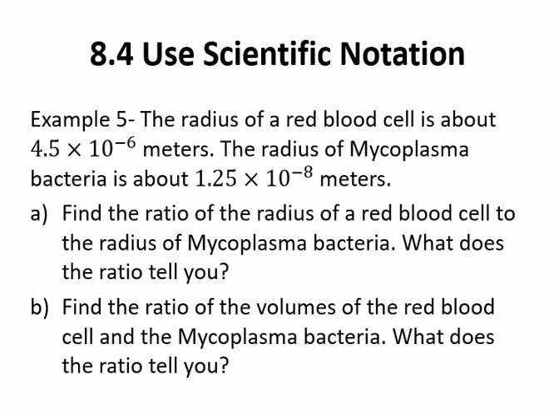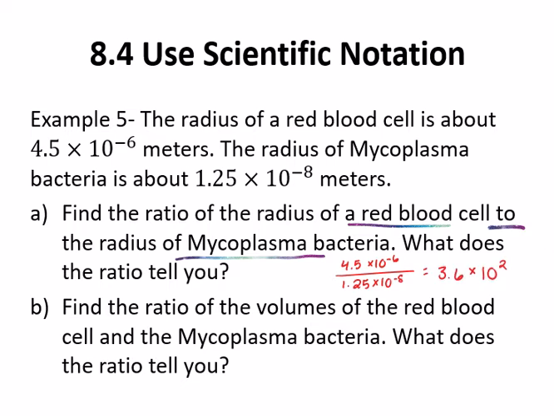So a ratio really just is a fraction. So when it says red blood cell to mycoplasma, that means that the red blood cell is going to be in the numerator and the mycoplasma is going to be in the denominator. So let's go ahead and set that up. That's going to be 4.5 times 10 to the negative 6th divided by 1.25 times 10 to the negative 8th. And why don't you go ahead and do the math and see what you come out to.